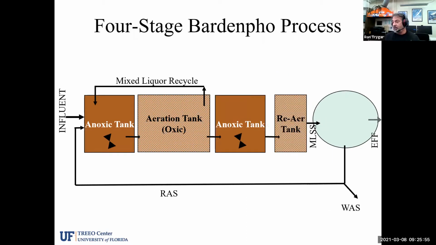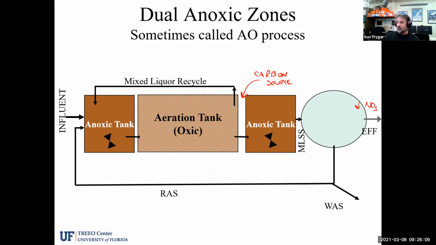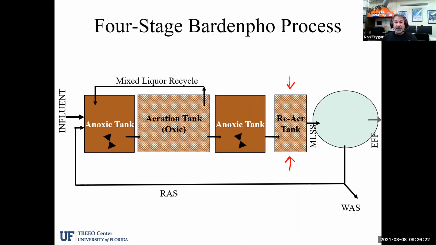This is another version of what I just showed you. Now notice that in the four-stage process, we have the addition of what's known as a re-aeration tank. Let me back up just one second. Here we have the dual anoxic zone, sometimes called the A2O process, and we have no re-aeration tank before the clarifier in this one. And in this picture, we have the re-aeration tank in the four-stage process.